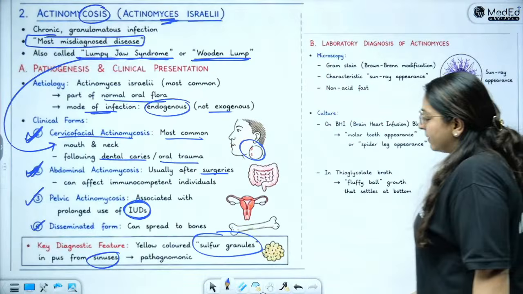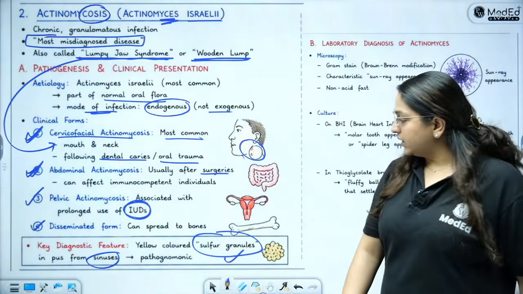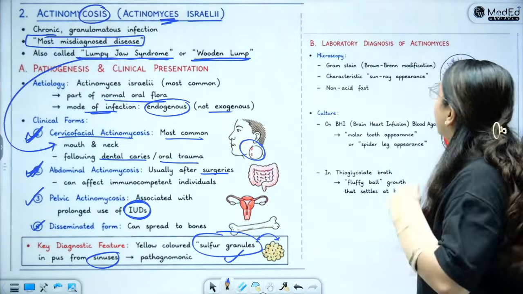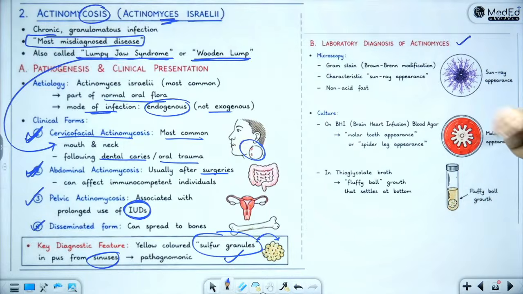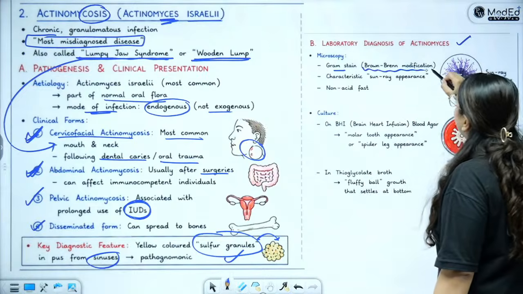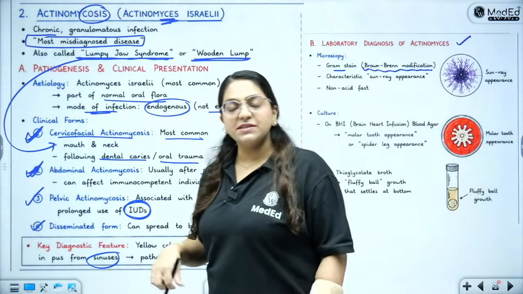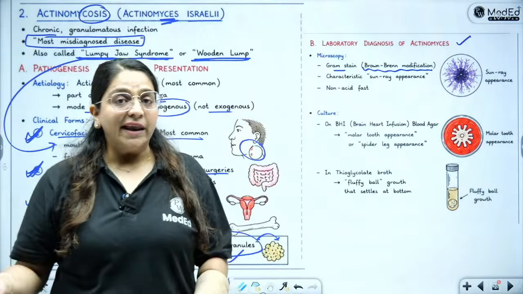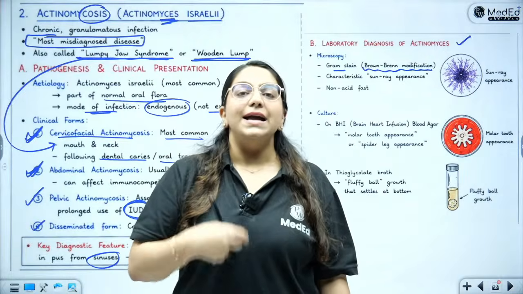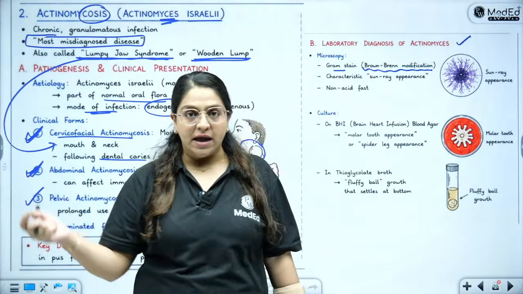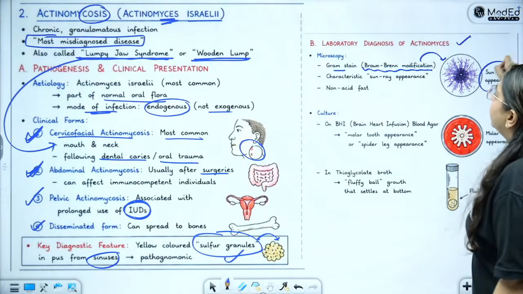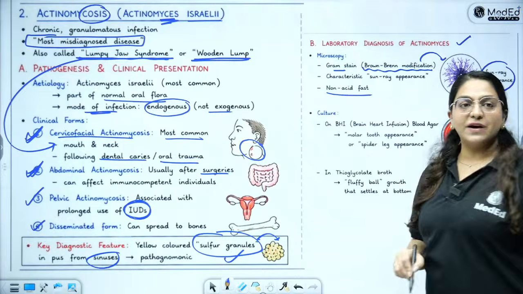So just please remember the sulfur granules, which are yellow in color, are produced from the discharging sinuses of the lumpy jaw. Okay? So lab diagnosis of actinomyces is gram stain. You do a gram stain, which is the Brown and Brenn modification. Whenever we study gram stain, we study two modifications, Brown and Brenn and Jensen. Brown and Brenn modification is done for actinomyces and Jensen's modification is done for gonorrhea. Okay. So what are we seeing in Brown and Brenn? We are seeing the sun ray appearance of non-acid fast bacteria.